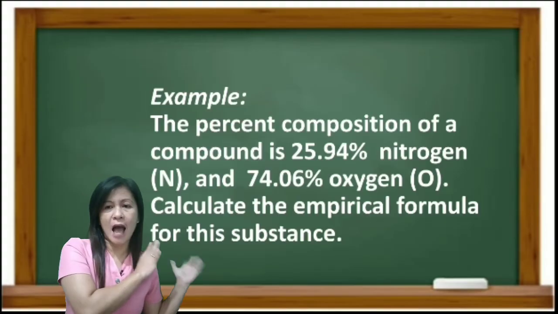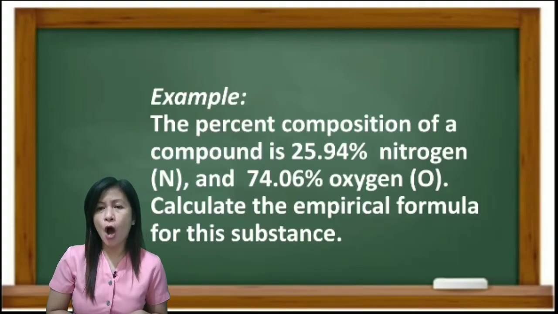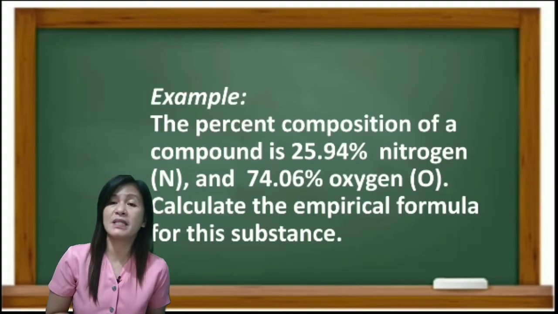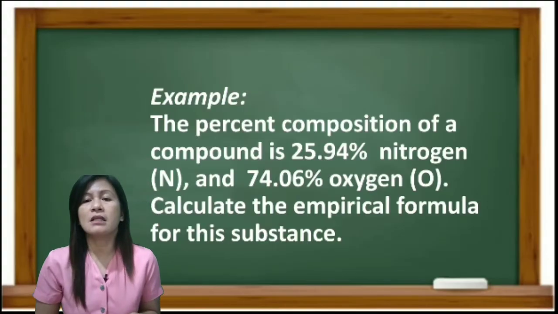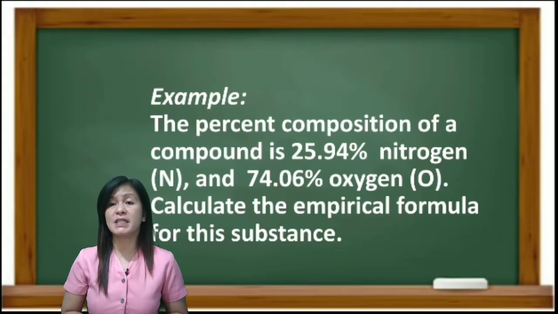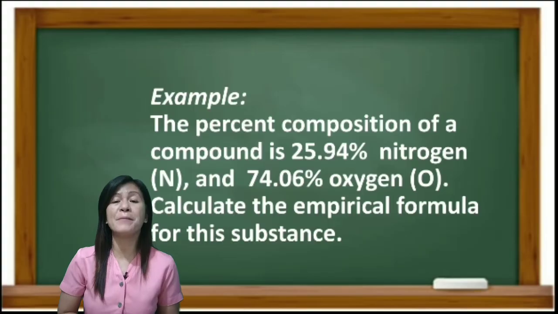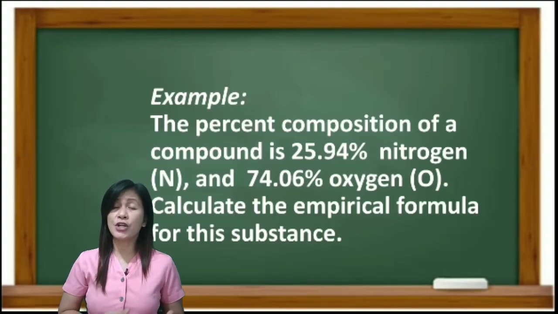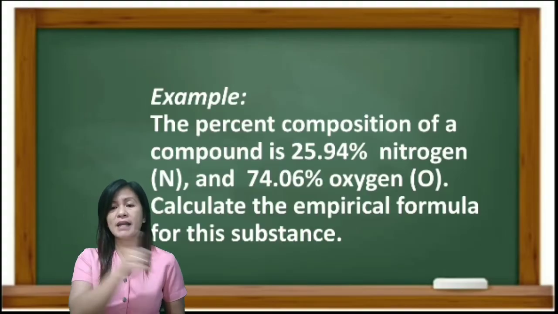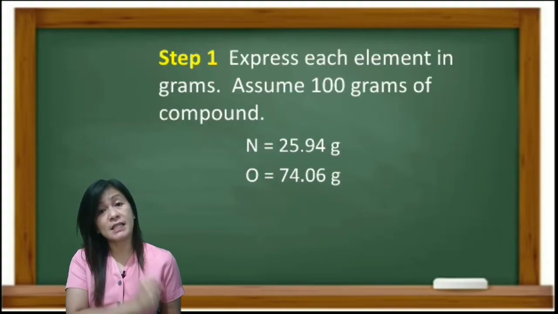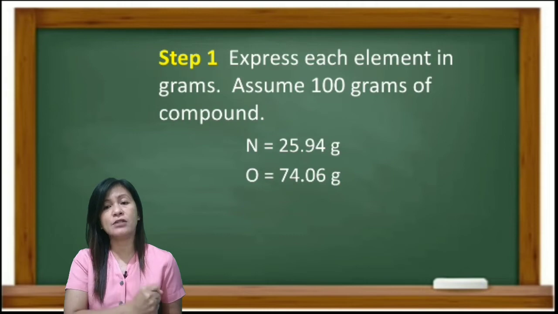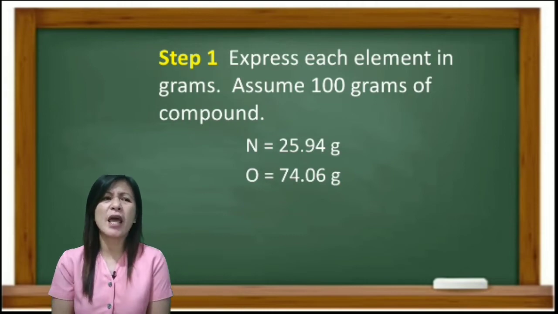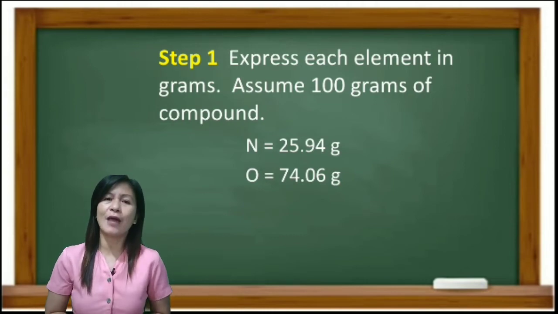Let's have this. The percent composition of a compound is 25.94% nitrogen and 74.06% oxygen. Calculate the empirical formula of the compound. So again, doing the steps. Step 1, express the percentages of the elements in grams. So assuming 100 grams, you just convert percent to grams.